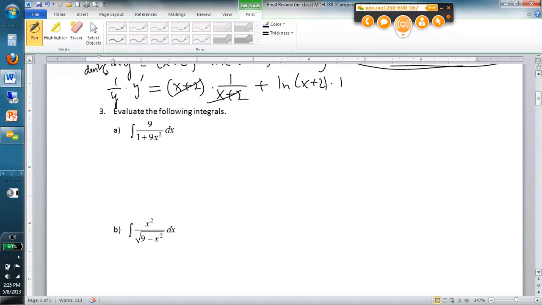Because that's kind of part of the process, figuring out what I need to do there. Well, the bottom being a 1 plus something squared, does that remind you of anything? Tangent inverse, yeah. We know that the derivative of tangent inverse is 1 over 1 plus x squared, so the antiderivative of 1 over 1 plus x squared would be tangent inverse.